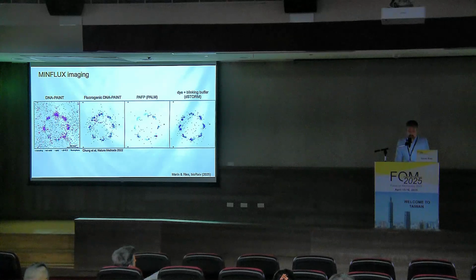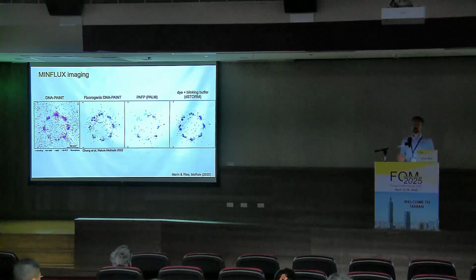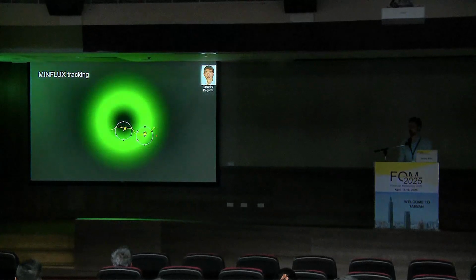If you use blinking dyes in a blinking buffer, the D-STORM approach, it looks quite nice. So this is something that we usually use for our MINFLUX imaging instead of photoconvertible proteins. So again, it shows that it's not really clear if MINFLUX imaging is the best technique. If you want to do super resolution imaging, maybe DNA paint or standard STORM might be a better choice. But there's one approach where MINFLUX clearly outperforms camera-based techniques, and that's single fluorophore tracking.